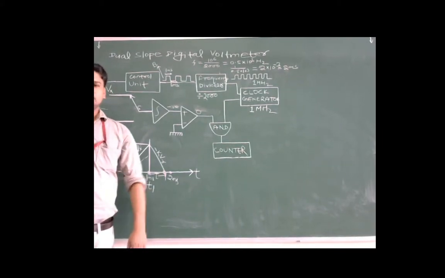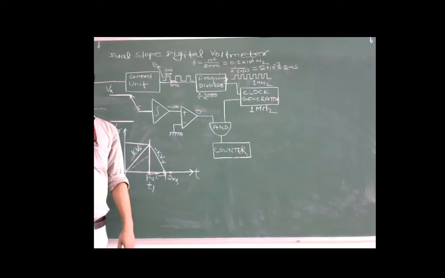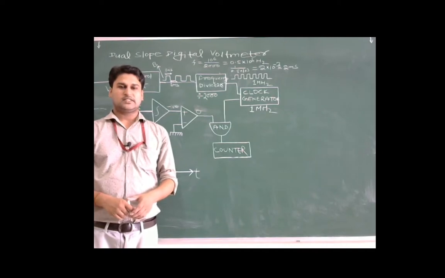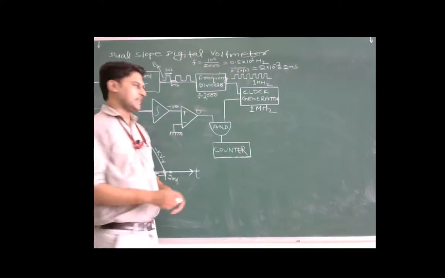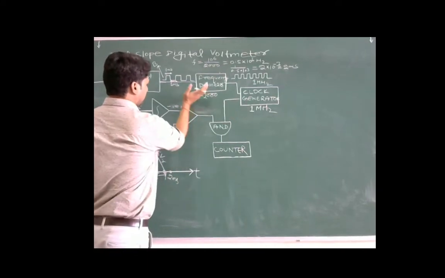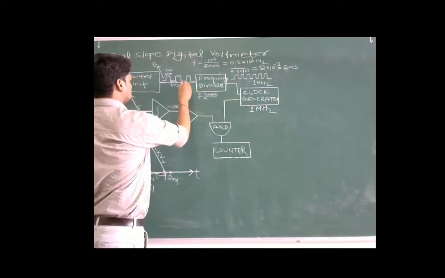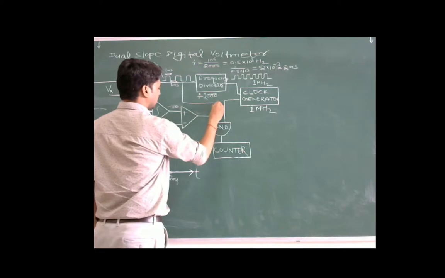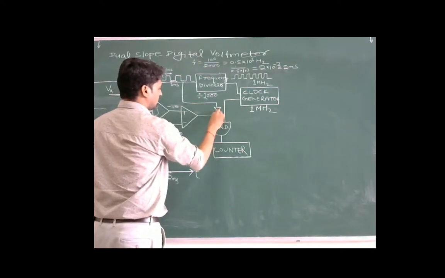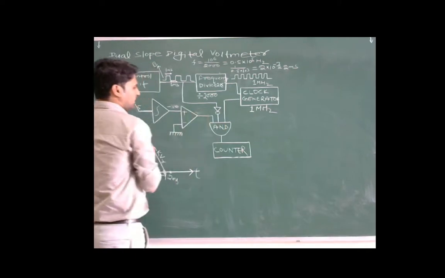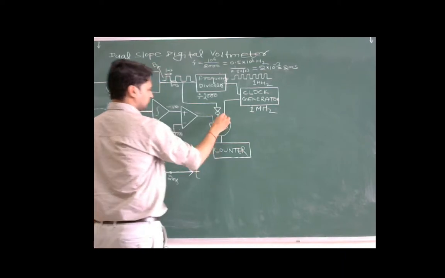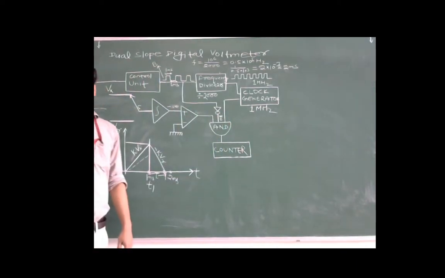So what will we do? I will do another modification in the given circuit by connecting this signal B to the input of this AND gate through a NOT gate. Means this signal is B bar.